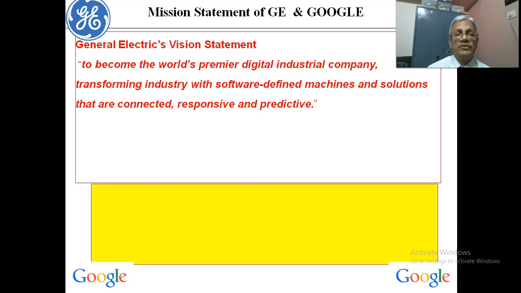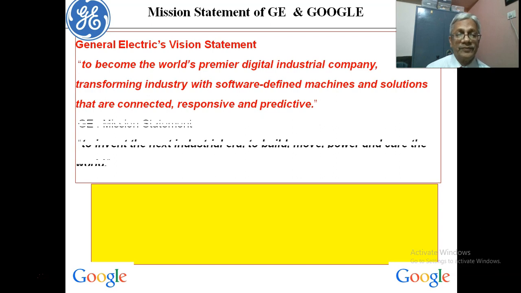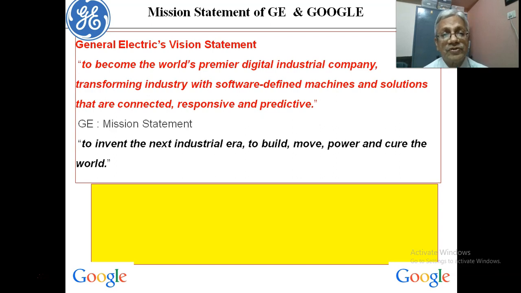Let us quickly see the mission statement of General Electric. The General Electric vision statement says to become the world's premier digital industrial company, transforming industry with software-defined machines and solutions that are connected, responsive, and predictive. We are now in a connected world, so today each and every piece of equipment needs to be digitally connected. For example, even Tesla is saying, in case your car gets stuck in the middle of the road, you just inform the service provider. That's all. Your car will be repaired remotely, and then you'll be able to pick up the car faster.